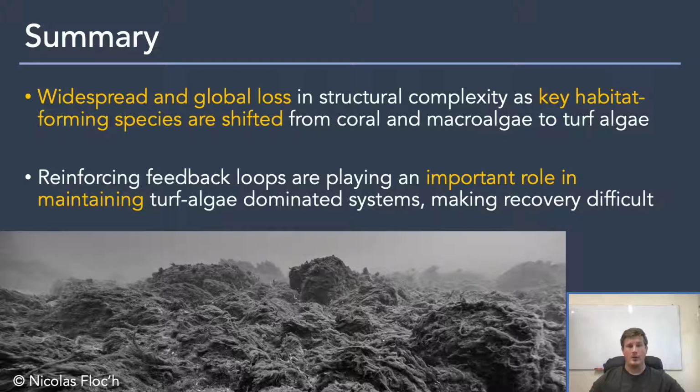So overall, this means that we can predict a widespread and global loss in structural complexity as key habitat forming species are shifting to turf algae, and that feedback loops and interactions are going to be playing a very important role in these changes, and particularly for our understanding.